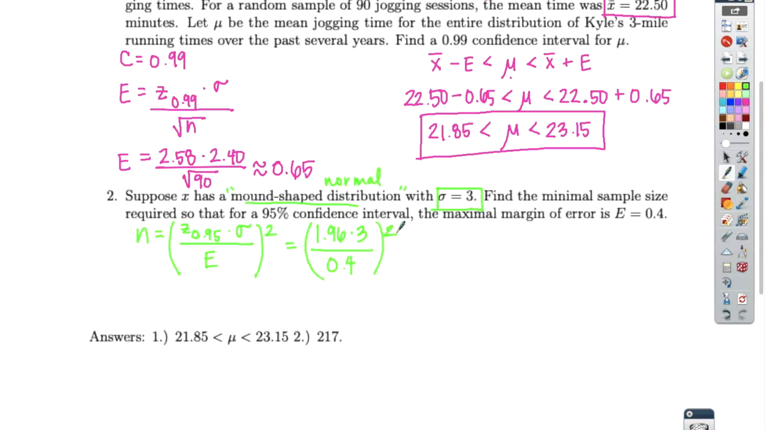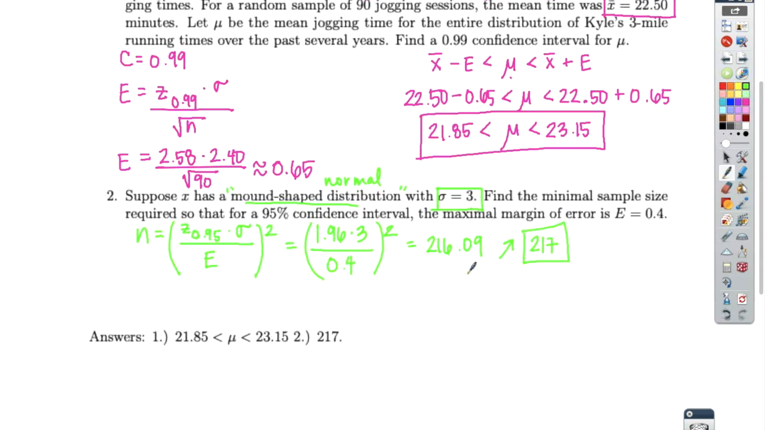And I'm going to square this. So 1.96 times 3 divided by 0.4. And square that whole thing, I find 216.09, which would definitely round down to 216. But again, we're not rounding. We're going to increase this to the next highest number. So 217. 217 is the sample size if I want to be 95% confident in my answer.